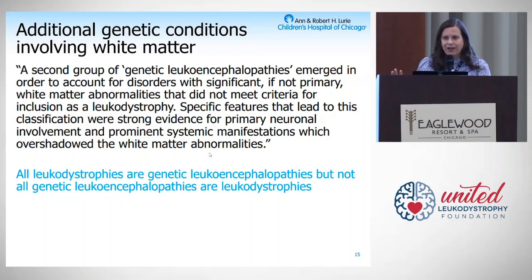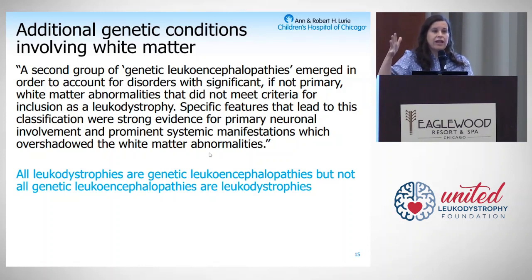So just to kind of clarify, genetic leukoencephalopathies are a broad umbrella of conditions that are genetic conditions that affect the white matter. Within that, leukodystrophies are a subset. So all leukodystrophies are genetic leukoencephalopathies, but not all leukoencephalopathies are leukodystrophies, if that makes sense.